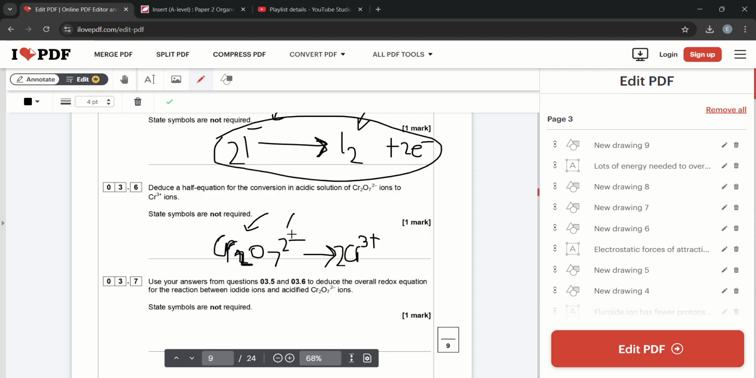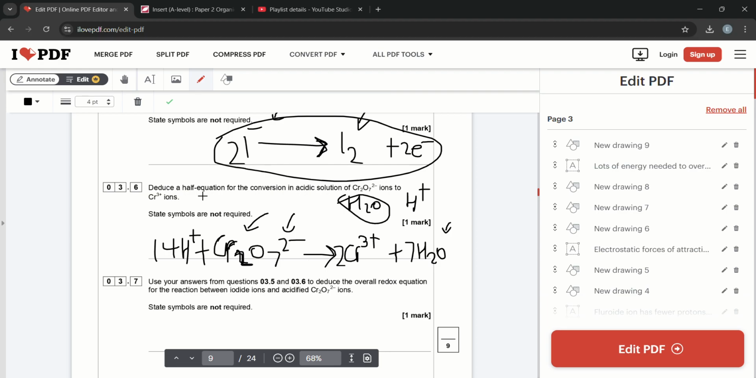But we've also got 7 oxygens here, so we need to add. We can't add oxygen directly, we need to use water molecules, or H pluses, remember. In this case we're going to use water molecules, so it's going to be 7 H2O. That'll give me 7 oxygens here. But now we've got 14 H pluses here, so we need to add 14 H pluses here. So are we the same number of atoms on each side? We've got 14 H pluses on the left hand side, 14 H pluses on the right hand side, 7 oxygens, 7 oxygens, 2 chromiums, 2 chromiums.